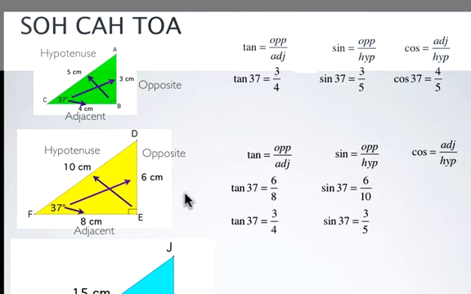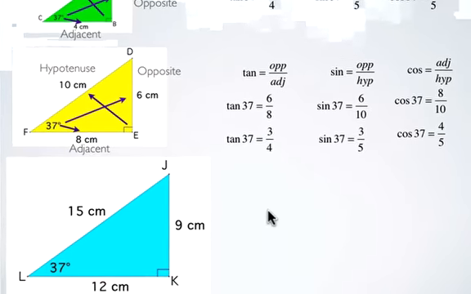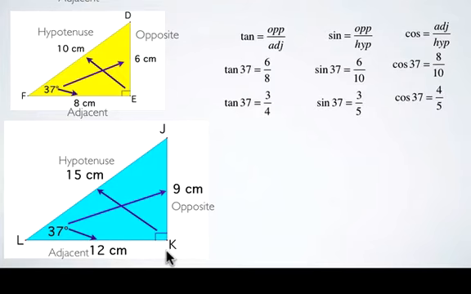Lastly, the cosine ratio is adjacent over hypotenuse. For the 37-degree angle, the adjacent side is 8 and the hypotenuse is 10, and 8 over 10 reduces to 4 over 5. In the last triangle, our hypotenuse is the 15 centimeter side, the opposite side is the 9 centimeter side, and the adjacent side is the 12 centimeter side.